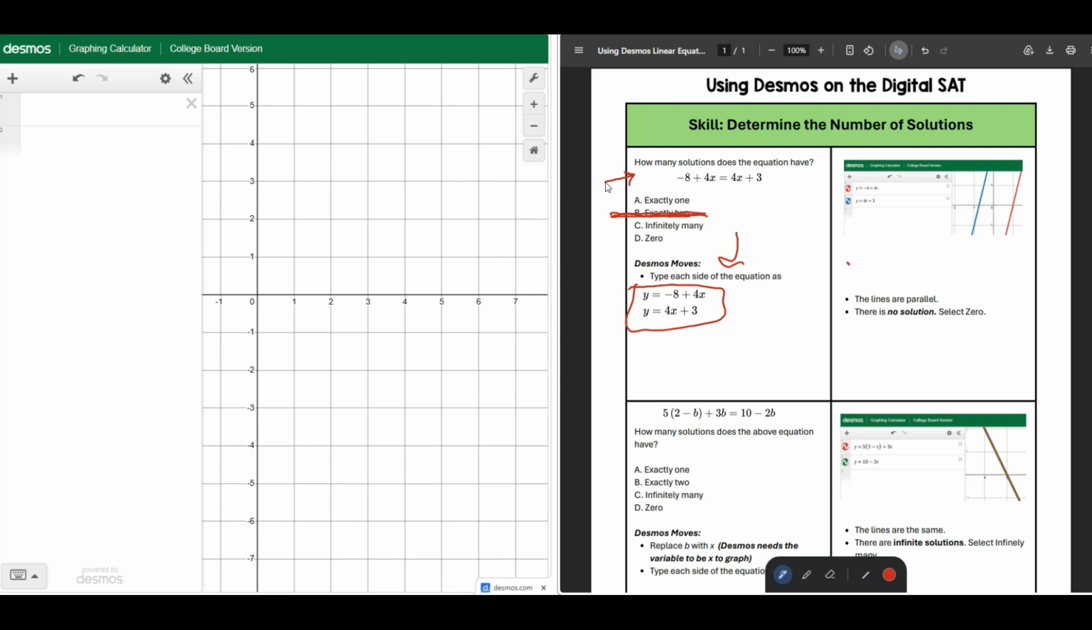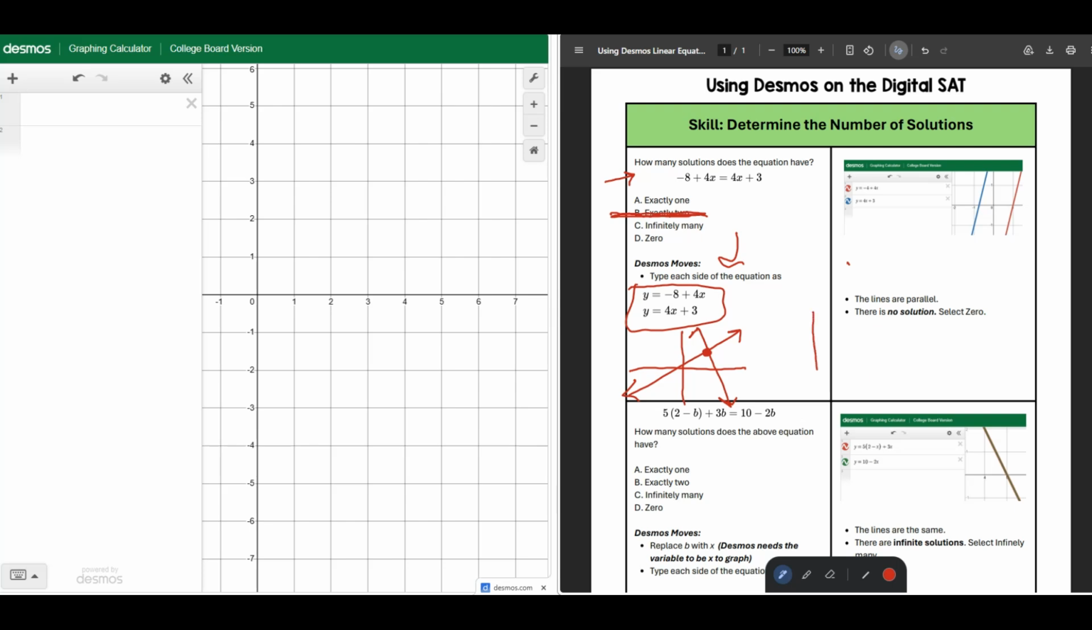What you will have is either exactly 1, and what happens with exactly 1 is that you will graph 2 lines and there will be an intersection point. And they will only intersect one time in one location. So you will have exactly one answer.